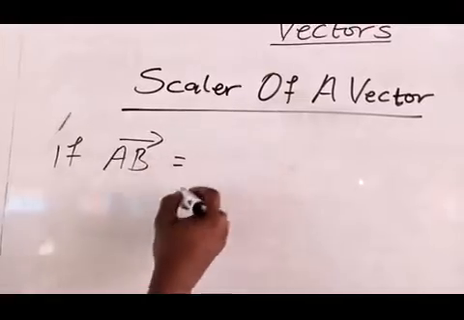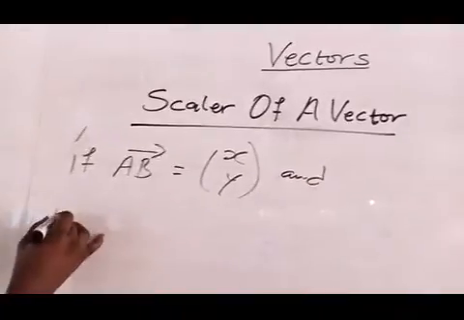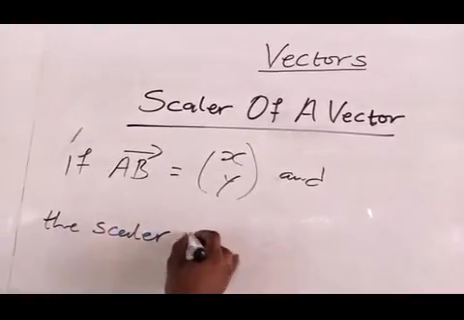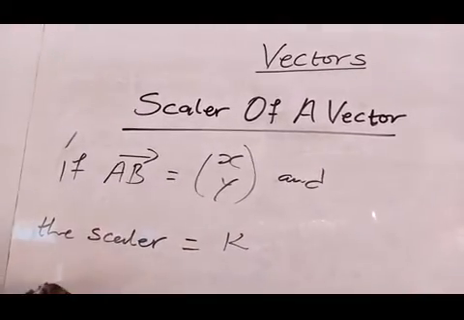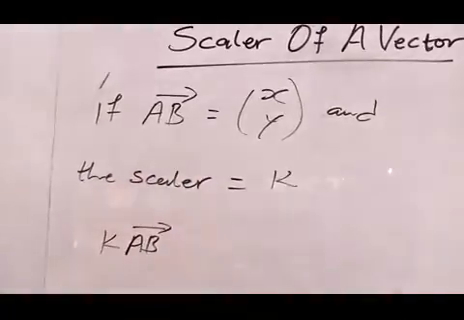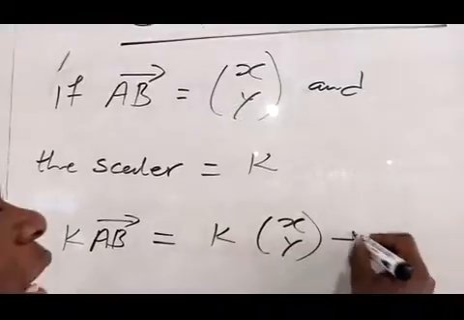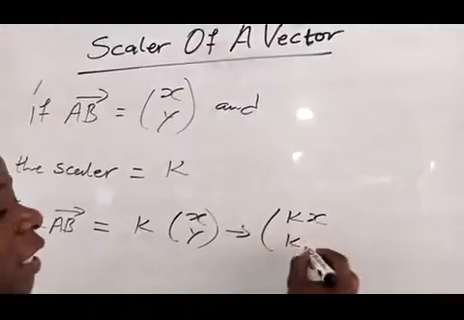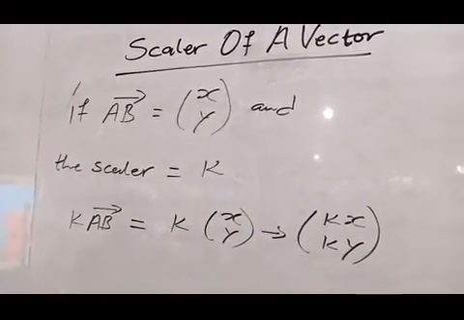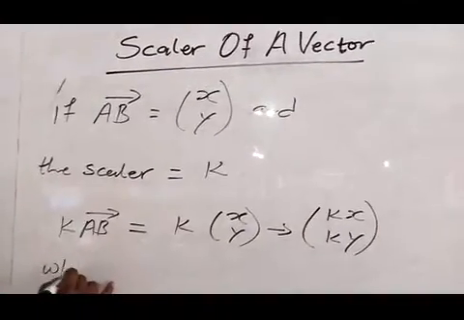Vector AB is equal to xy and the scalar is equal to k, then the scalar of AB is this, and that is equal to k into xy, which will actually become kx and then ky. That is what is meant by the scalar. All right. Now the k is an integer.